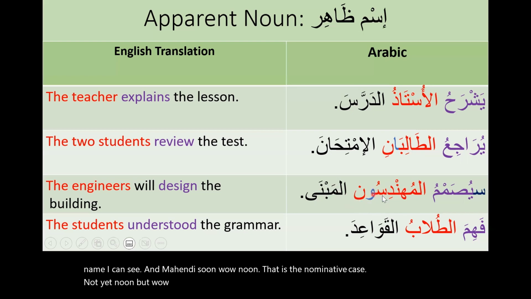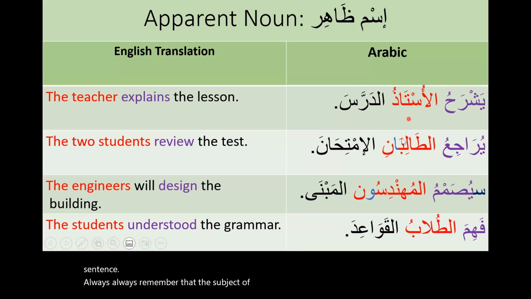Why is it waw? Because al-muhandisun here is the subject of the sentence. Always remember that the subject of the sentence always takes the nominative case.